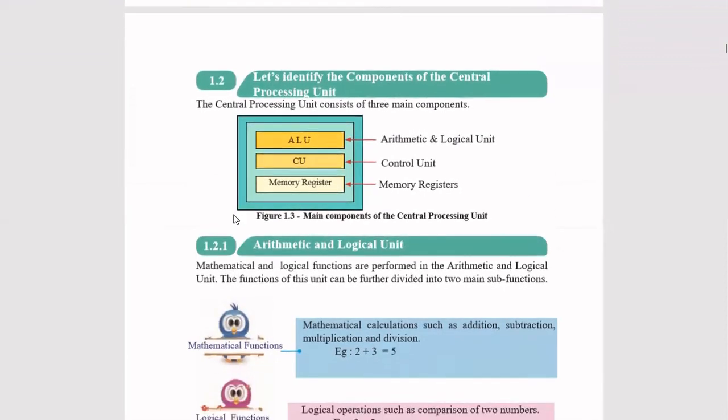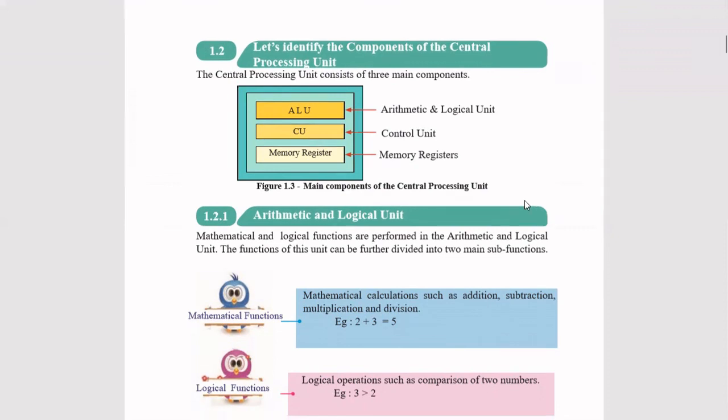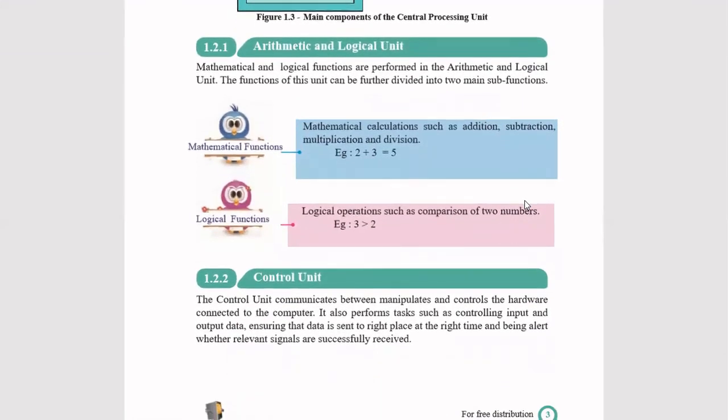Okay. So let's identify the components of the central processing unit. In the central processing unit, there are basically three main components, right? The first is the ALU, arithmetic and logical unit. The second is the control unit, CU, and the last one is memory registers, right? So the arithmetic and logical unit: all the mathematical and logical functions are performed in this unit, right?